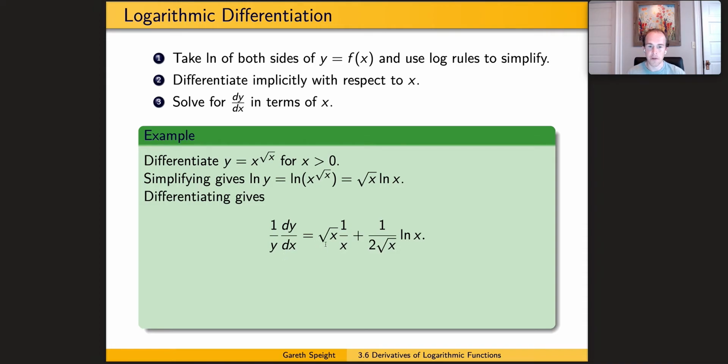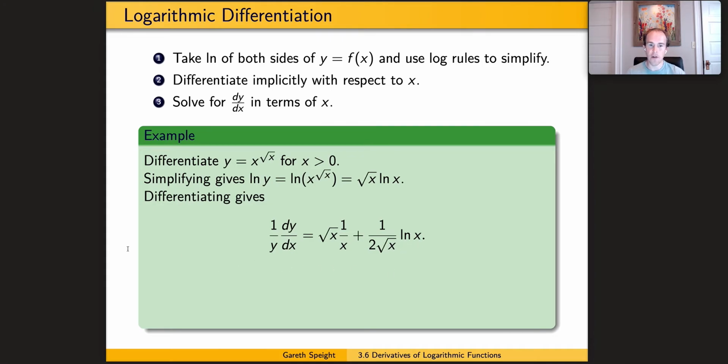Right, so if we do that, we get 1 over y dy dx, and then on the right hand side, if we fix the square root x, we differentiate the ln x, we get the first term. If we fix the ln x and differentiate the square root of x, remember square root of x is x to the 1/2. We differentiate, we're going to get a half x to the minus 1/2, which is this second term here. Okay, so this is what we get when we differentiate both sides.